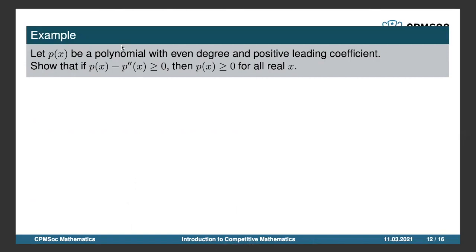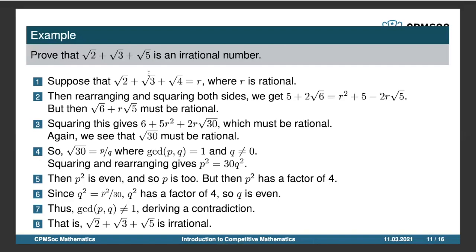Also, we have a question in chat. So how do you deduce that q squared has a factor of 4 from q squared equals p squared over 30? Yes, Sarah, do you want to take that one? Oh yeah, so how to deduce that q squared has a factor of 4 from q squared equals p squared over 30. Oh yeah, so he says he gets it, but yeah, I can explain it again.